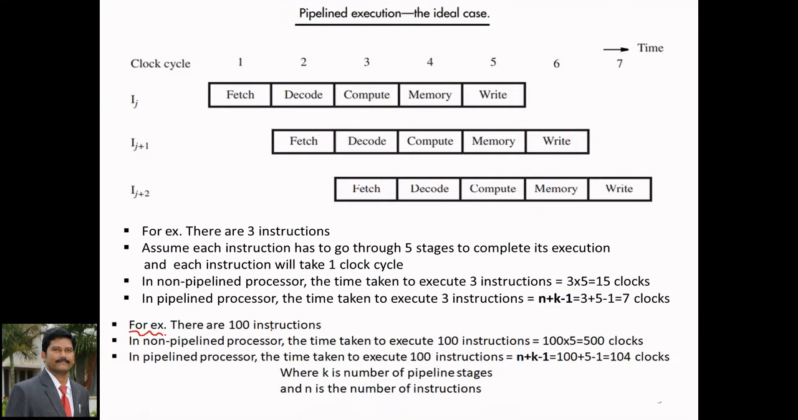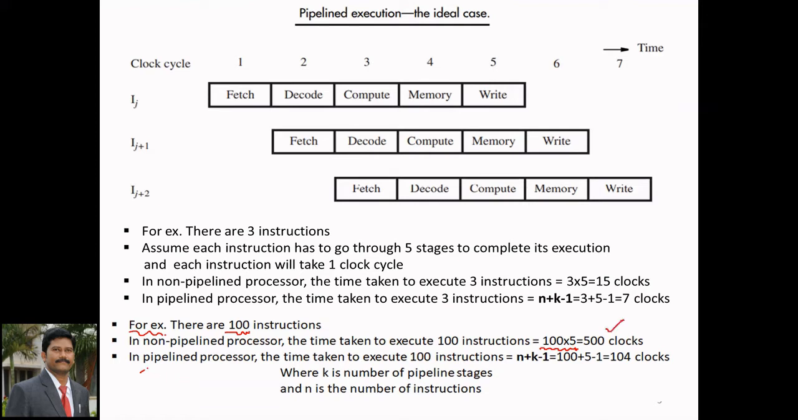For example, there are 100 instructions. Okay, in a non-pipeline processor, the time taken to execute 100 instructions equals 100 into 5. Why? Every instruction has to go through 5 stages, because there is no pipelining. 100 into 5, that is 500 clocks.